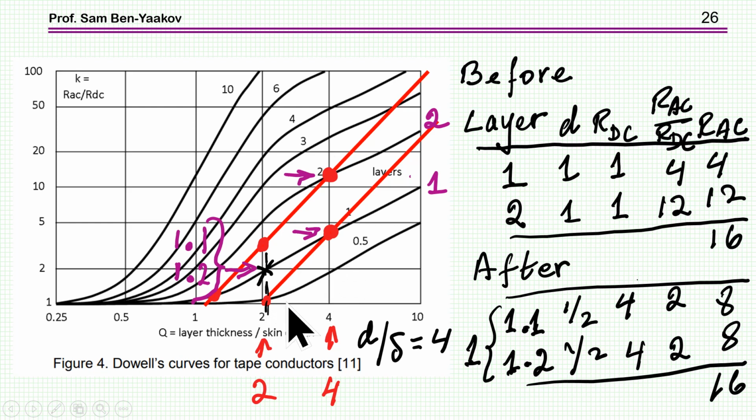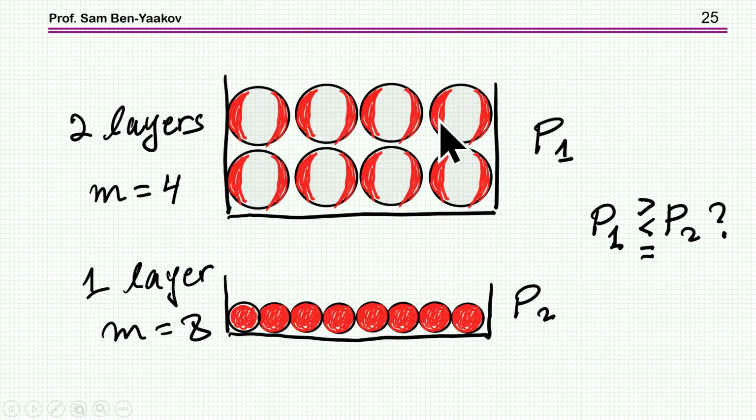Now, here is a table summarizing what is happening. I've started here, and in here, I have layer number 1, which is this one. I have about 4, RAC to RDC is 4. I'm assuming that D is 1 and RDC is 1, just normalizing it. And for the second layer, I'm here, and this is about 12, okay, RAC over RDC. And this is when I have these two layers with the larger wire.